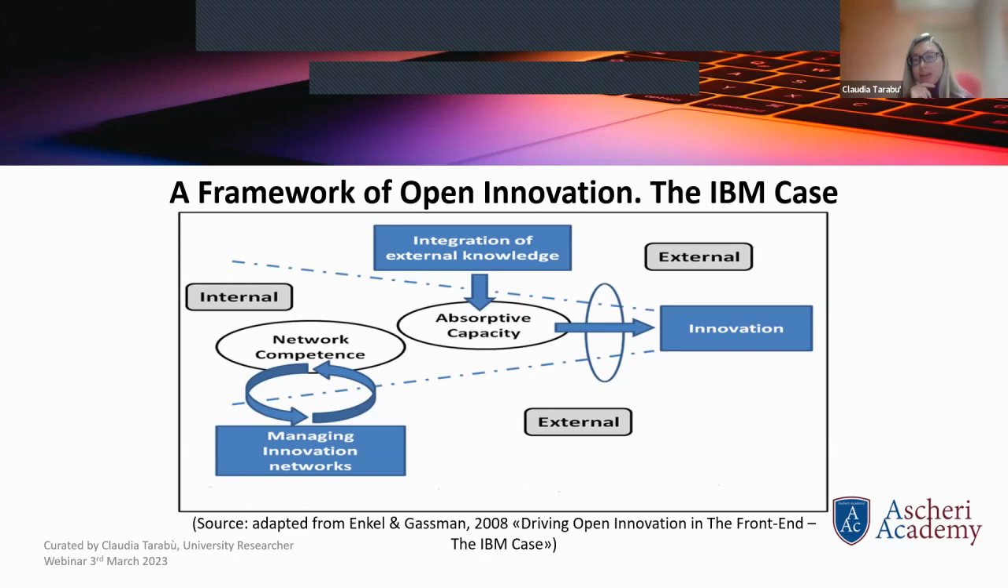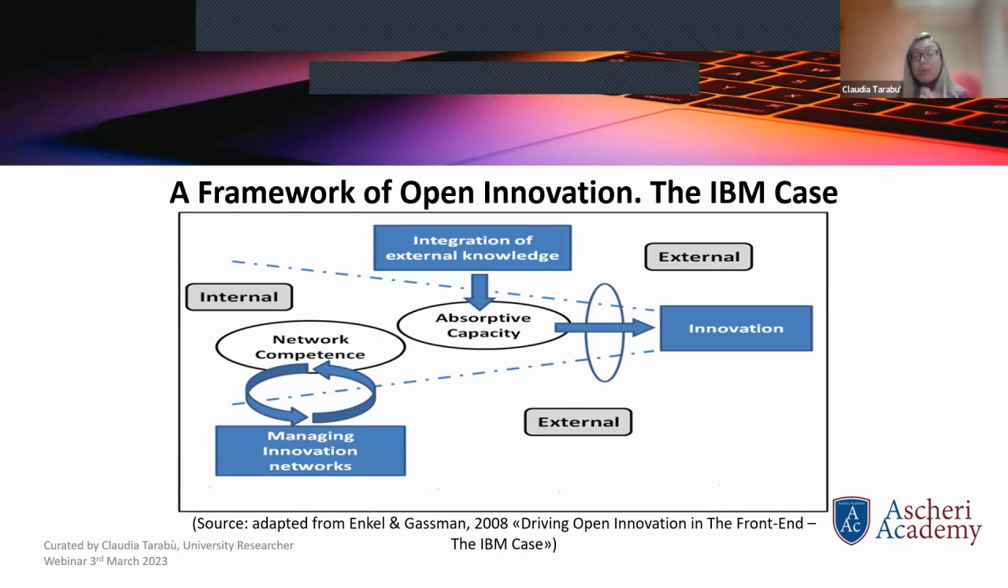This framework of open innovation taken by IBM is a framework designed by Henkel and Gassmann in their study regarding driving open innovation in the front end. So we observe the funnel of open innovation with these thin boundaries that separate the internal and external resources. But we observe also the element of integration, the relevant part of the integration between external and internal knowledge.